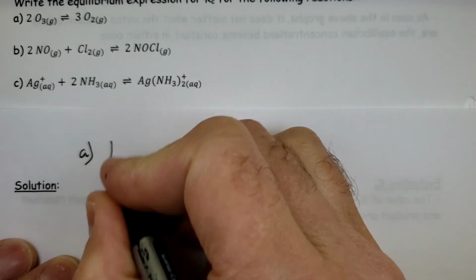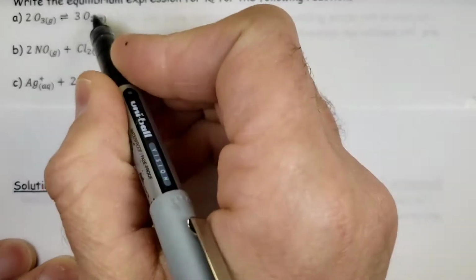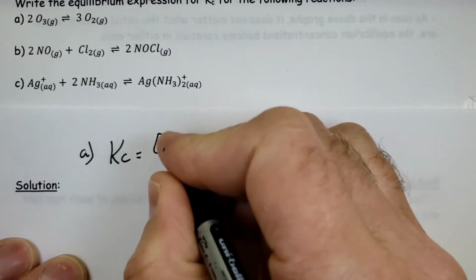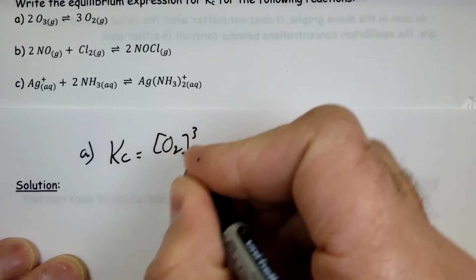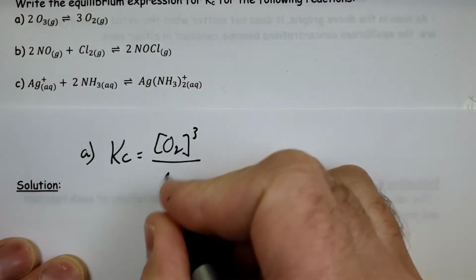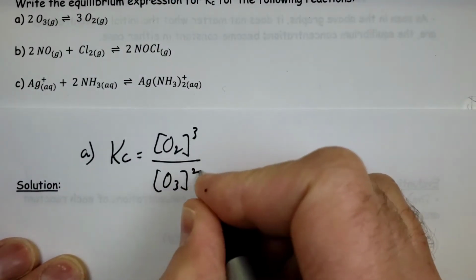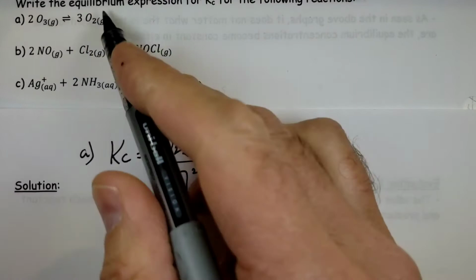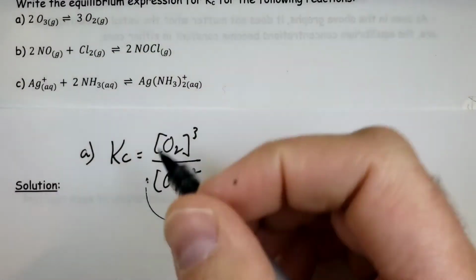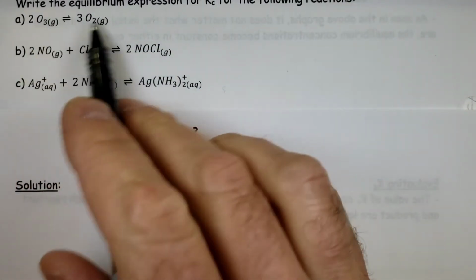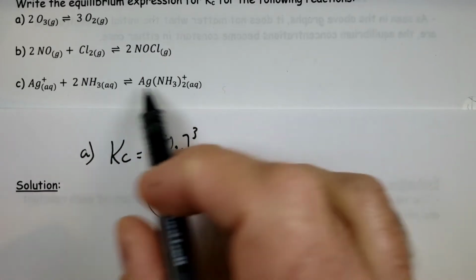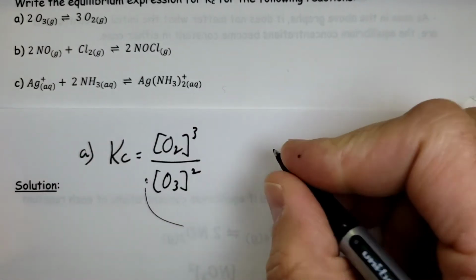So for the first one, I'll call it Kc, call it whatever. So the products, O2 to the 3, over O3 to the 2. Products over reactants. And then the coefficients become exponents. Gas, gas, gas. Notice these are all gas forms. AQ, we have that on the bottom.